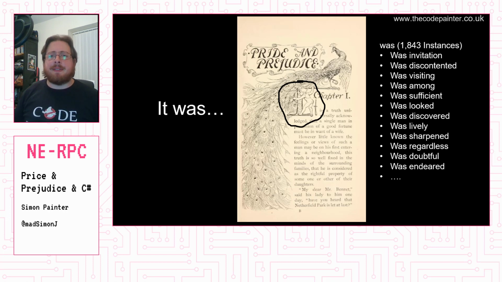So we now have it was. And then what we'll do is we'll look at every single instance in the text of the word was to see what it was followed by. As it happens, it wasn't followed by the same thing twice at any point. Not in any one of the 1,843 instances of the word was. And these are all of our options. So we could easily just select one of those at random and then carry on.